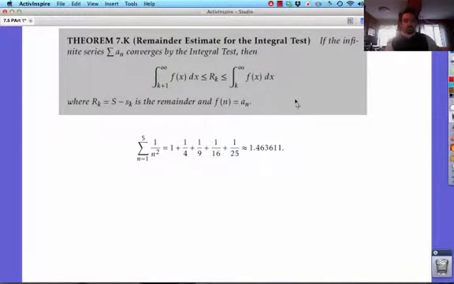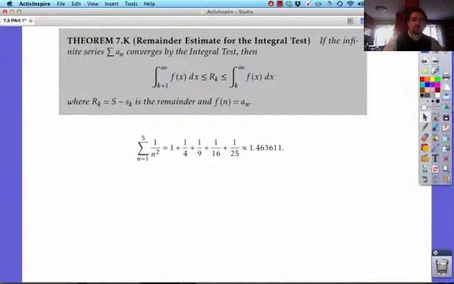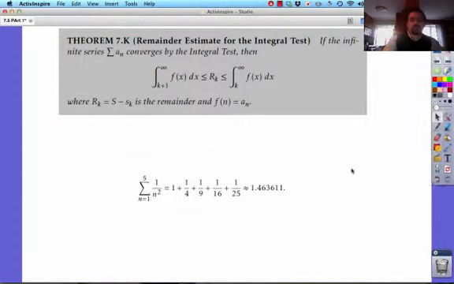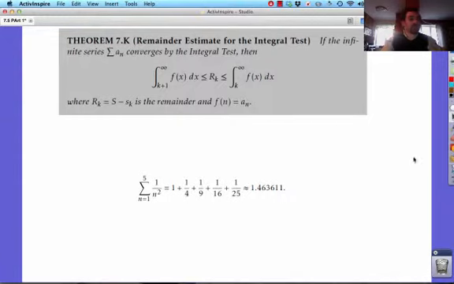Okay, here's the second part of section 7.5. This should be a much shorter bit. So we're looking at the remainder estimate for the integral test. Now this is probably one of those subjects where I look at it and say, gosh, this seems like a confusing theorem. It's not really that confusing.